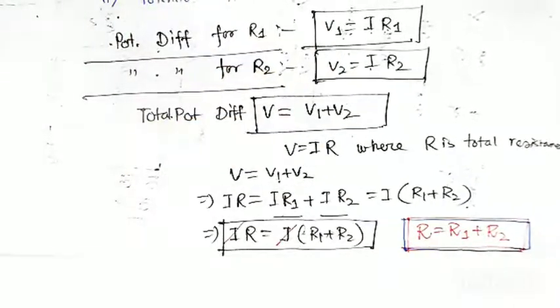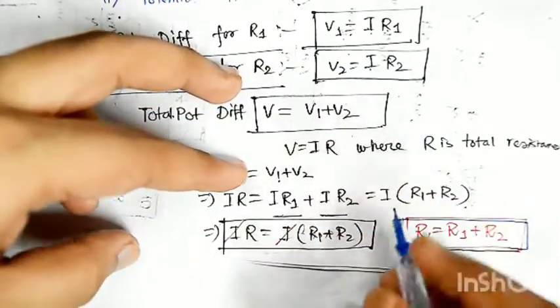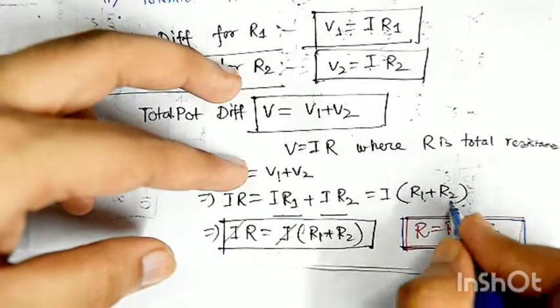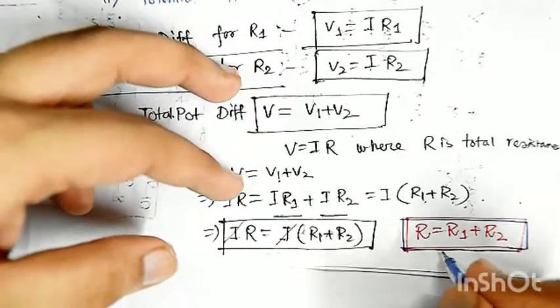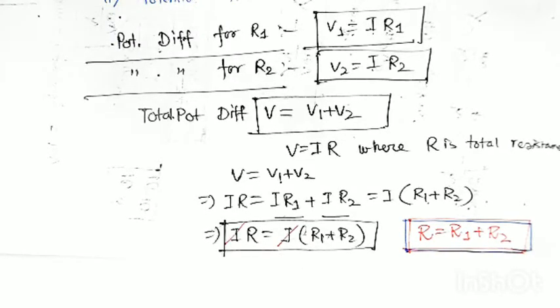Clear? If I had more than this, then V3 equals IR3, V4 equals IR4, I would also get I into R1 plus R2 plus R3 plus R4, and R will also be R1 plus R2 plus R3 plus R4 and so on. Clear? So in these cases we will just be adding up their values.